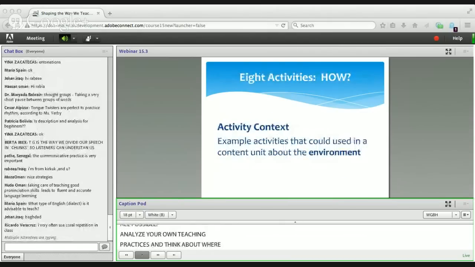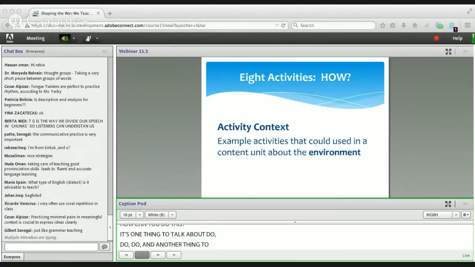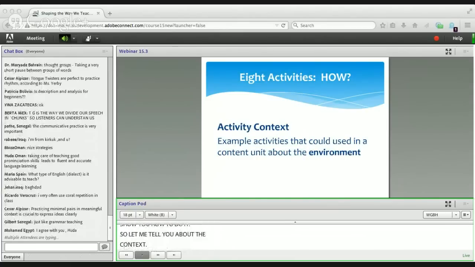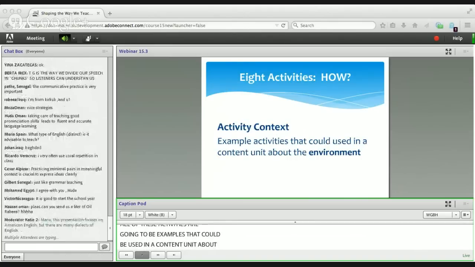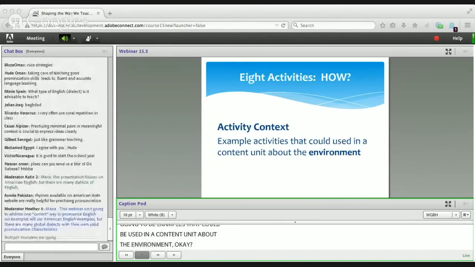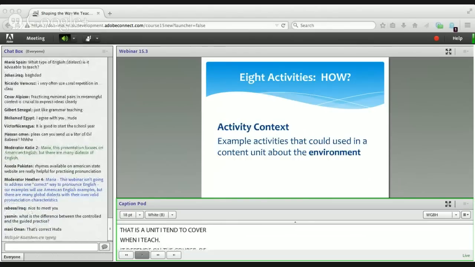So now we're going to jump into the 8 activities of how you can do this. It's one thing to talk about what to do, and it's another thing to show you how to do it. So let me tell you about the context. All of these activities are going to be examples that could be used in a content unit about the environment. Just randomly picked. That is a unit I tend to cover when I teach, but it depends on the course, of course. All of these examples could be translated to a different theme or topic, but I'm giving you examples of the environment so that you can see how you might weave it into a content-based unit.